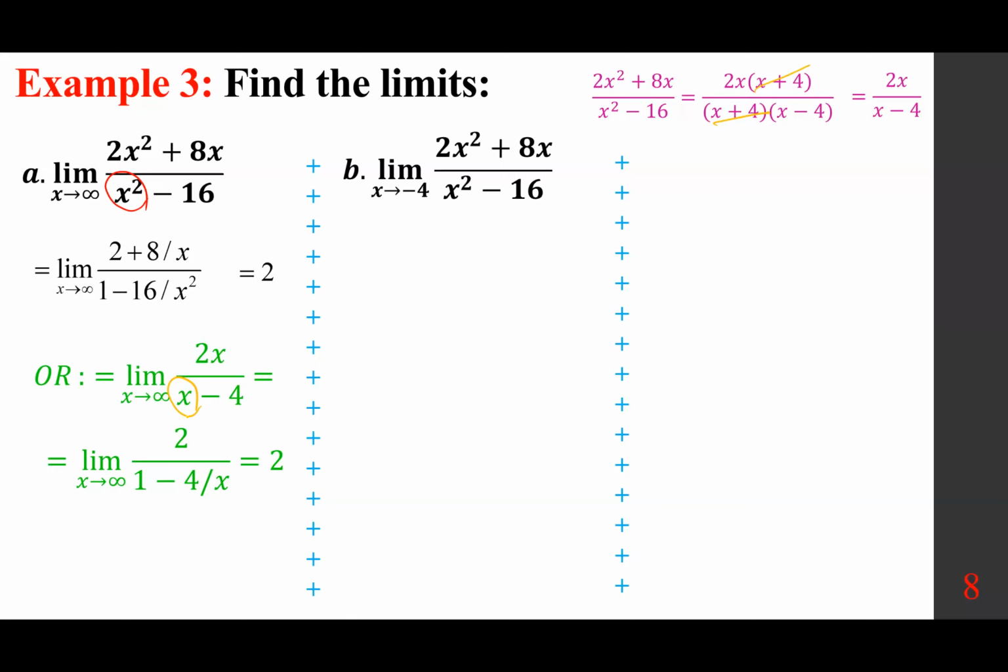If you plug in, you get 0 over 0, and the technique is factoring. You must factor to come up with the answer. Of course, later on, we have seen L'Hopital's rule. You can go that route as well. But remember, you have to show that it's 0 over 0 or infinity over infinity before you use L'Hopital's rule. But anyways, plug in, you get -8 over -8, which makes it +1.